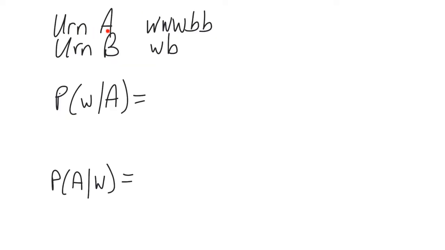If we have two urns, and for some reason historically mathematicians use urns instead of jars, but let's say we have two jars or urns, and they're called A and B. Inside urn A is 3 white marbles and 2 blue marbles. Inside urn B is 1 white marble, 1 blue marble. Okay, so what is the probability that we pick a white marble given that we definitely picked urn A? And what is the probability we picked urn A given that we definitely picked a white marble?